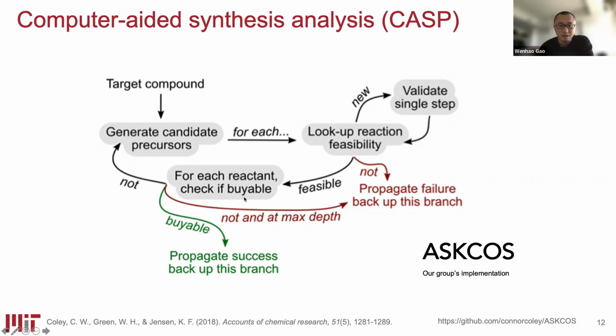Then we check whether the obtained reactants are viable or not. If not, then we repeat this process and continue to grow the branch. If yes, then we have a synthetic route to the target product. So that's a CASP tool. So the question is, could a CASP tool serve as an artificial chemist to evaluate the synthesizability score as an alternative to the expert scoring?